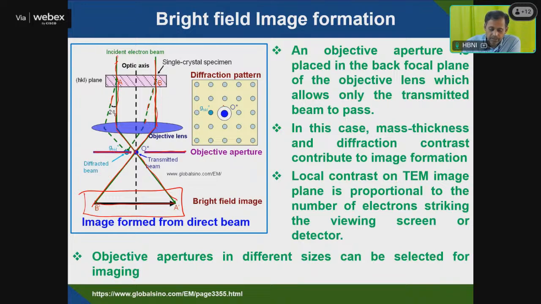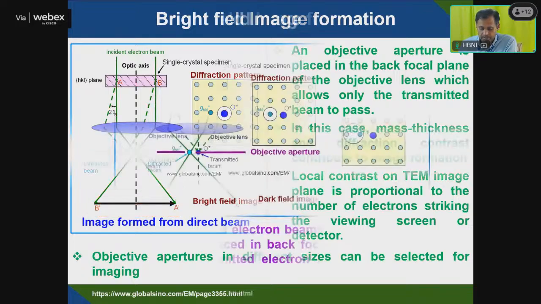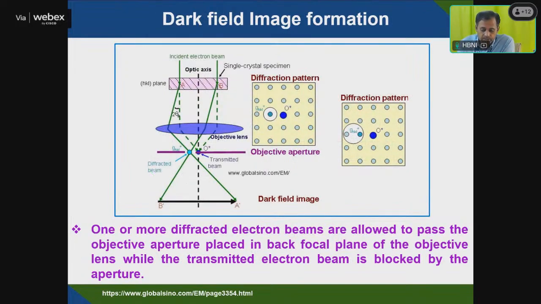In the bright field image, the direct beam is coming here, center focused. The diffracted beam, after falling here, you can see the diffracted angle 2 theta. So these diffracted beams you are separating, and you are getting the bright field image. But in case of dark field image, you can see the direct beam is getting stopped here by the objective aperture, and the diffracted beam with the angle 2 theta passes through this hole in the objective aperture, and you get an image that is a dark field image.